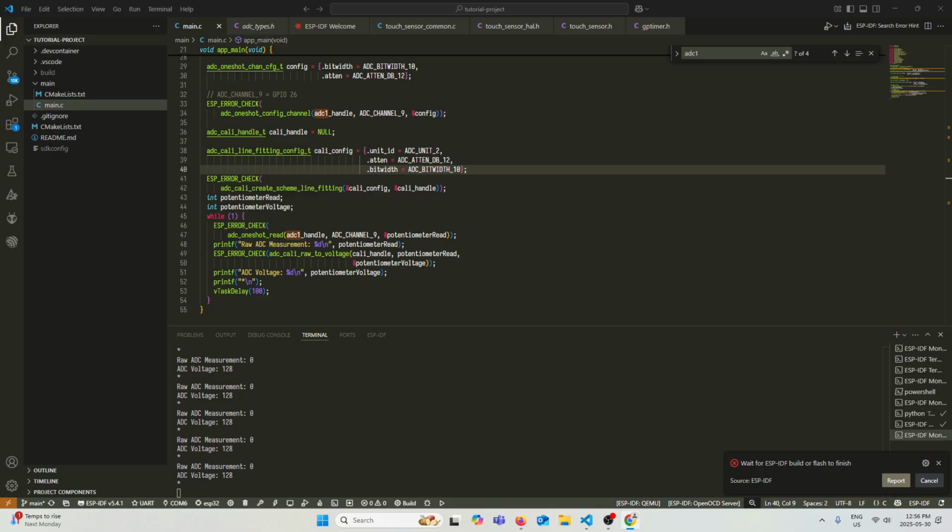Once done, we can get the raw reading of the ADC. The relation between the ADC raw result and the voltage level is presented in the formula. But again, we can perform further calibration to get a more accurate result. We create a calibration unit handle. Okay, so next one.